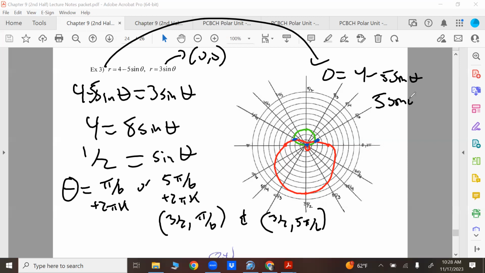Then 5 sine theta. So sine theta equals 4/5, which is somewhere around 90 degrees, or close to 90 degrees. But yeah, this is that example, that situation we were talking about on the previous page, where a physical intersection could be one of the following. It is an actual point. So these are actual points.